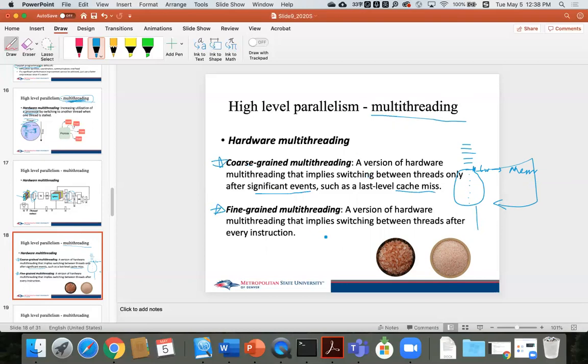And fine-grained multi-threading could be, you have many instructions, and this current instruction will generate a few stalls, for example, and you really don't want that stall to happen, so you could switch to another instruction in another thread and come back again, and you could execute a couple of instructions in another thread and come back again. So this is more flexible, and you divide the whole sequence into smaller pieces.